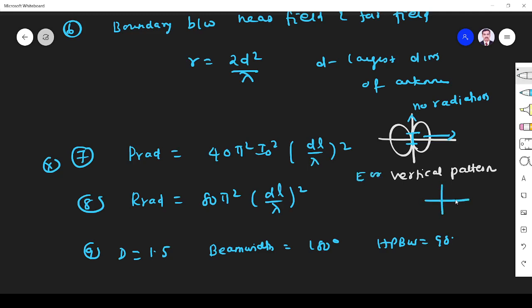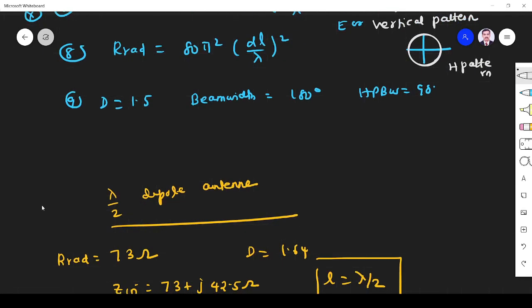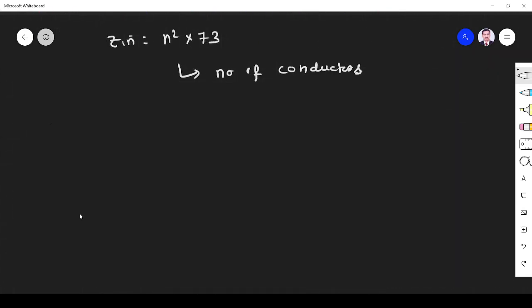What about the H pattern? This is the H pattern of half-wave dipole antenna. Fine. So this one you must know, the radiation pattern. And next we have to know about antenna array. So why are we going for antenna array? To increase the gain and directivity, we are going for antenna array.